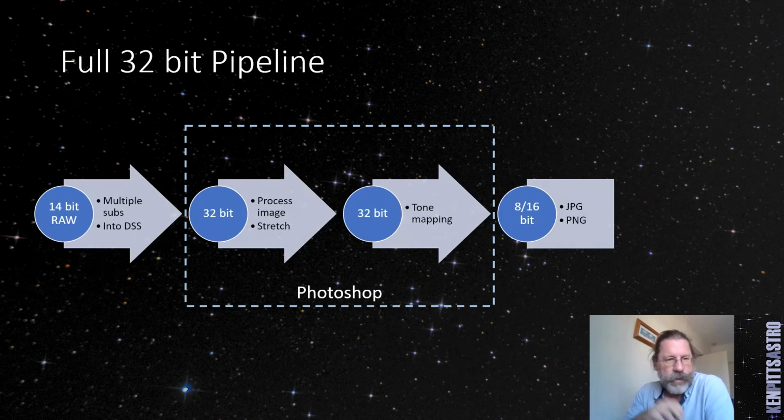So we take our raw images into DSS, that produces a 32-bit image which we edit. Then we also take our edited 32-bit image and we tone map it down to an 8 or 16-bit. And in Photoshop this happens automatically when you change the image mode from 32 back to 16. It gives you all those options. And then you're left with an 8 or a 16-bit image that you can use in the rest of the world, which is a JPEG or a PNG or whatever your preferred format is.